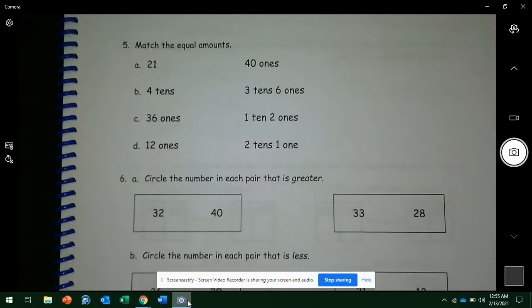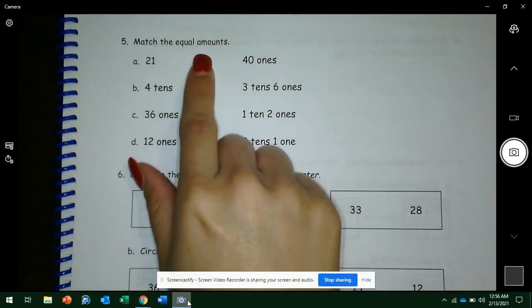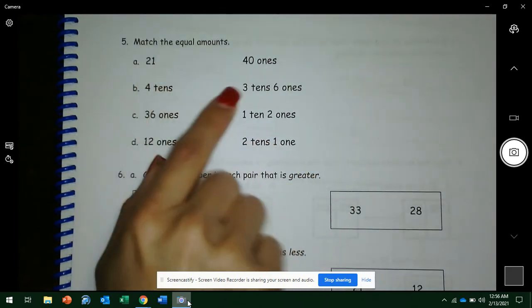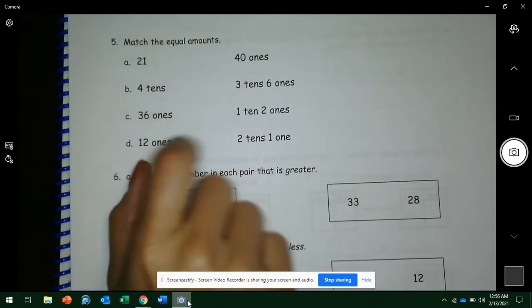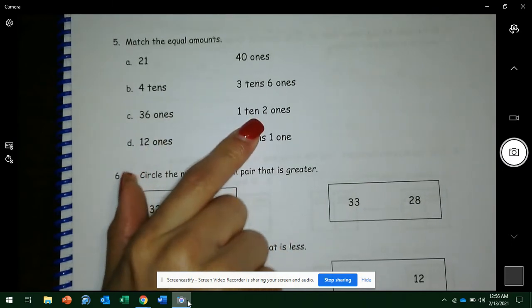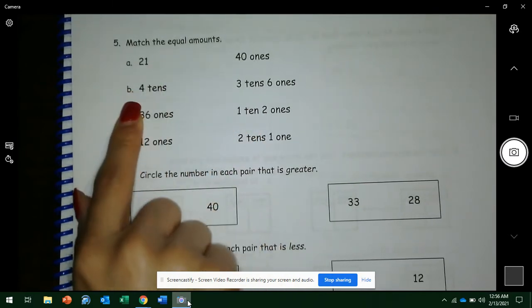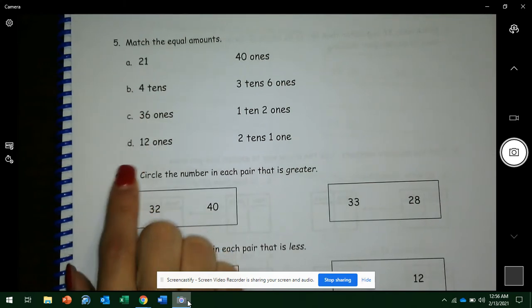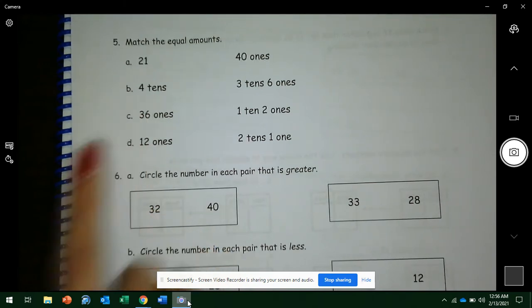Then we move on to question 5. Question 5 says match the equal amounts. So for A, you have 21. You match it on the side. Here's where you draw lines to match with the same amount. For B, you have 4 tens. For C, you have 36 ones. And for D, you have 12 ones.